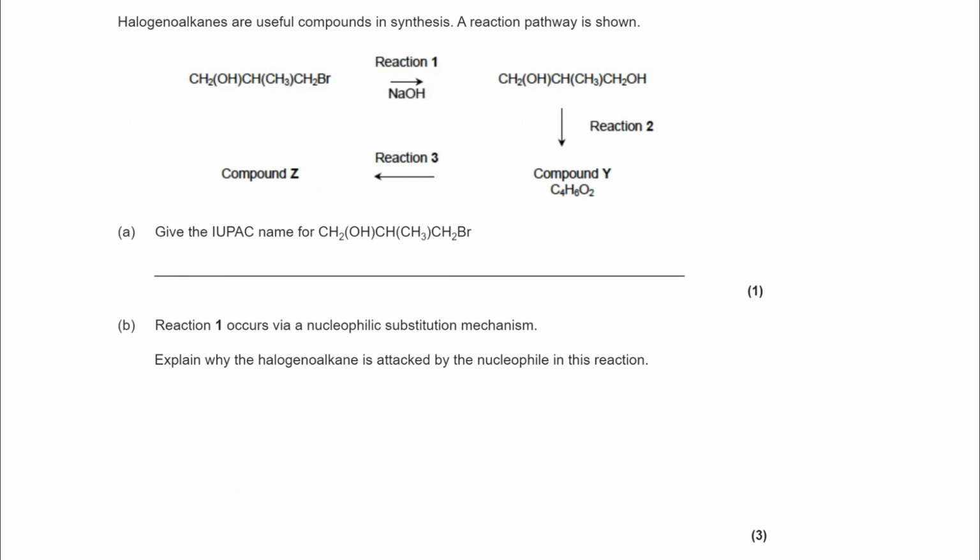So in the first instance, we are giving the IUPAC name for the compound given. Now, if you have got time, it really can be beneficial to draw it out in full. That way you can identify what the longest carbon chain is. We know that it's 3, so it's propan. I've got an alcohol, so I'm going to name it propanol.